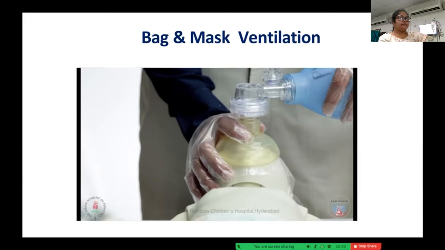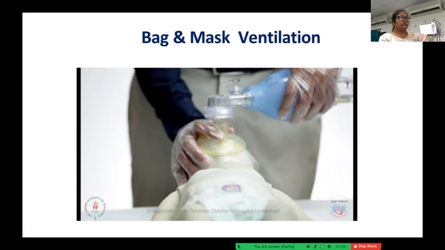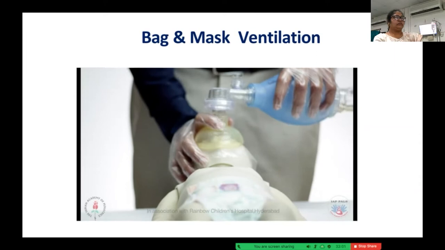Squeeze the bag with your other hand to deliver just enough breath to make the chest rise. Deliver each breath over 1 second. If the chest does not rise, you are not providing adequate breaths. Adjust the mask, reposition the head and neck, and administer a larger amount of air.